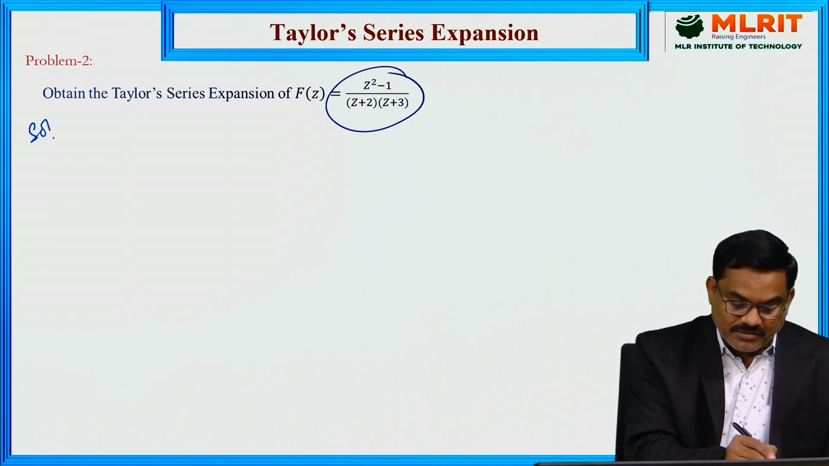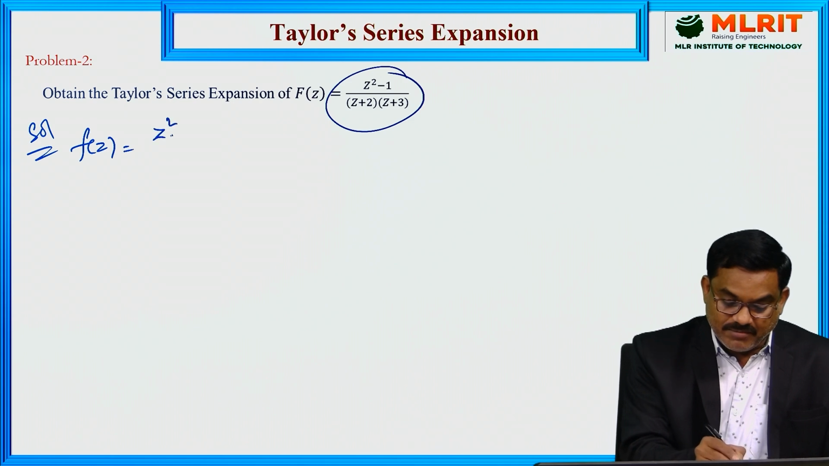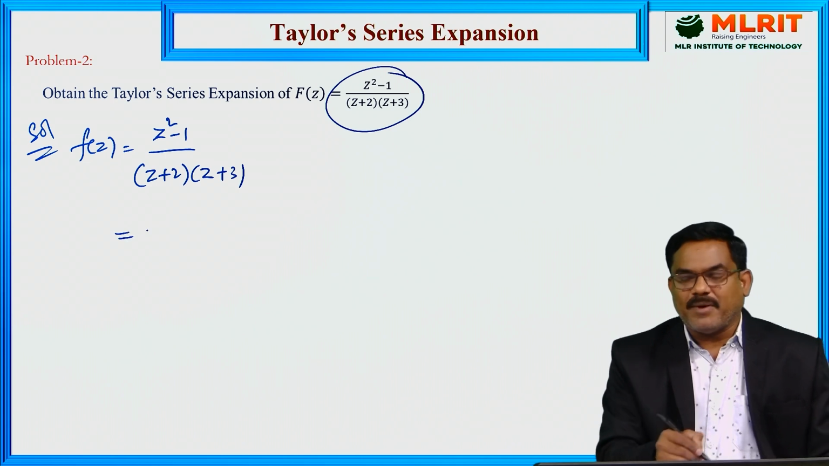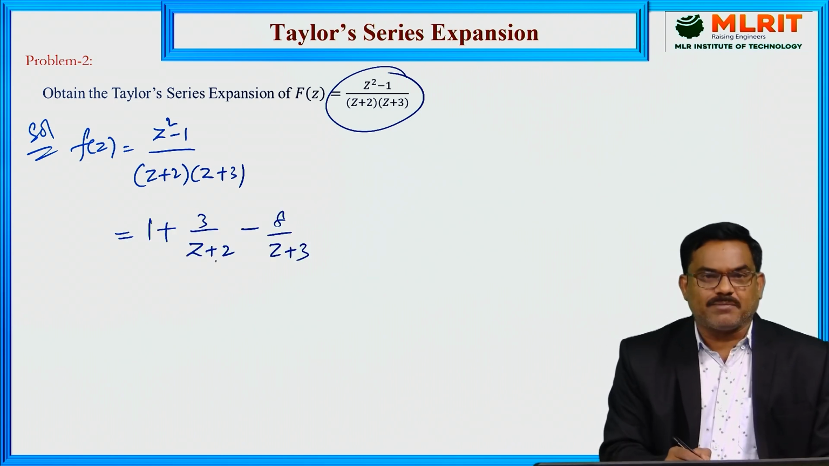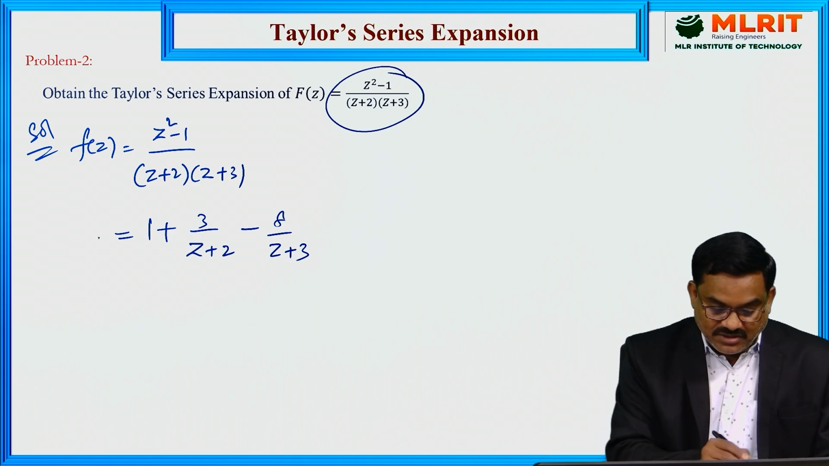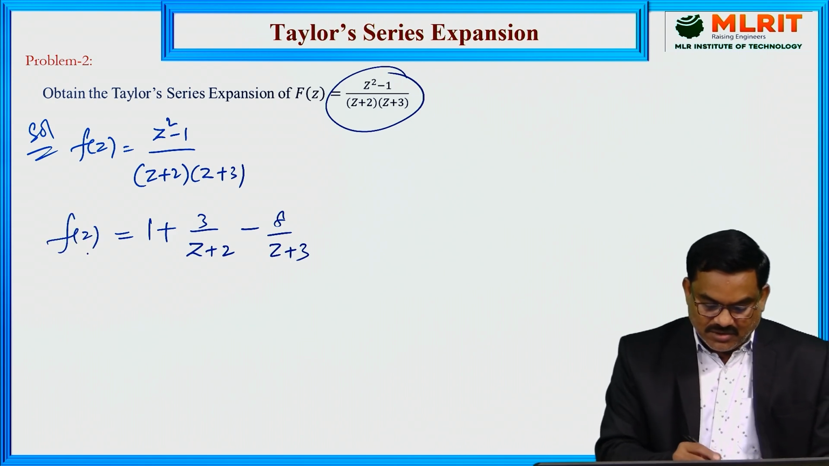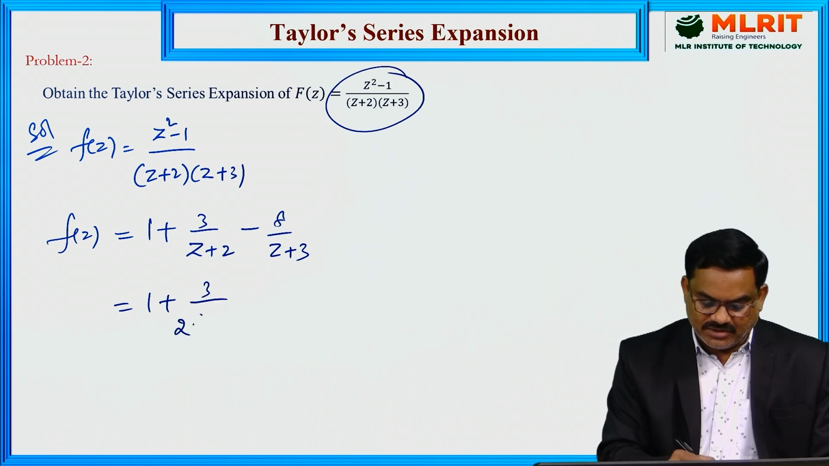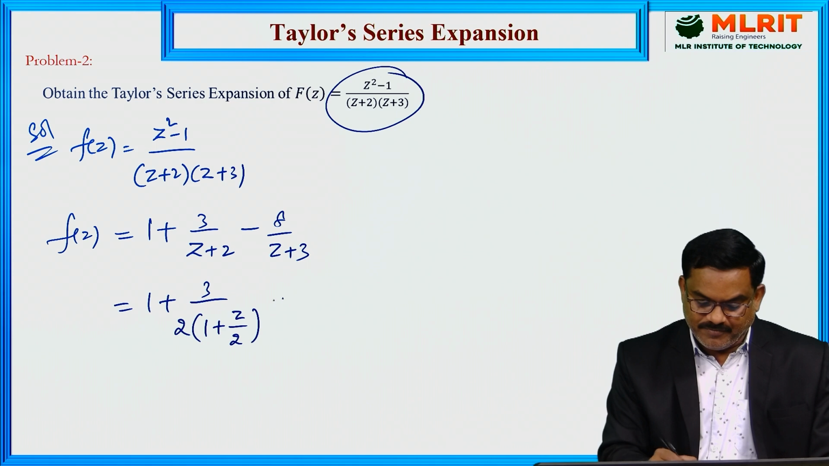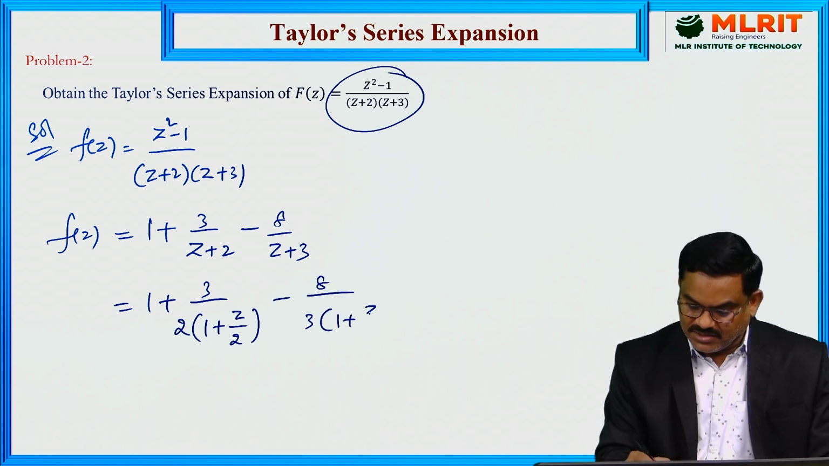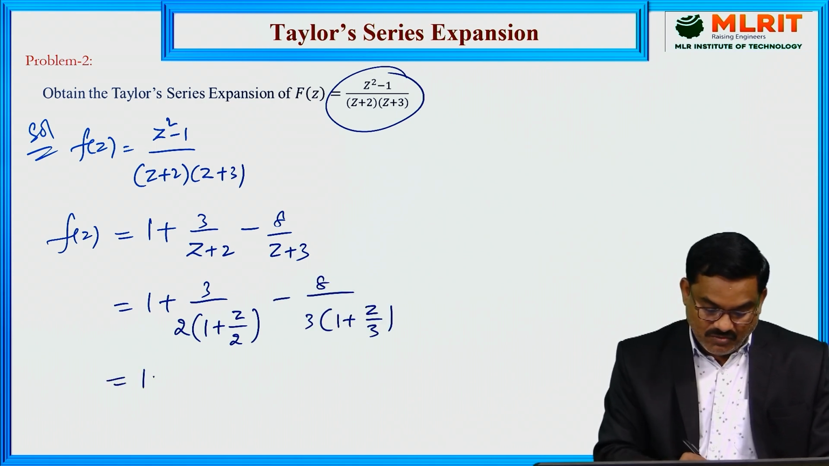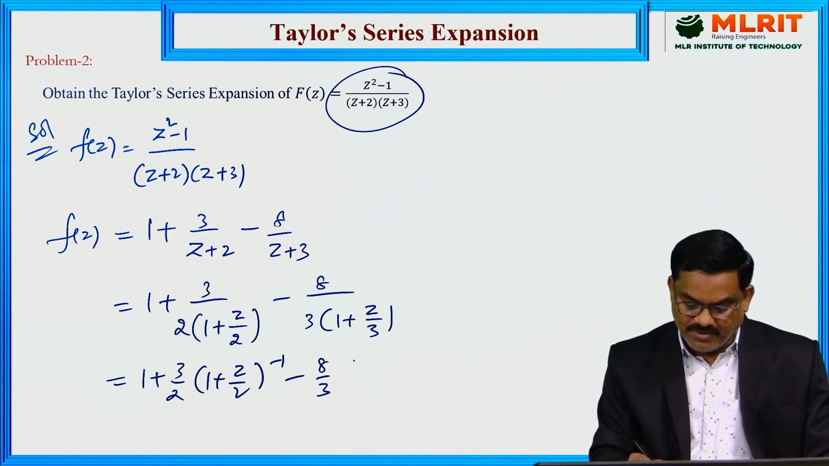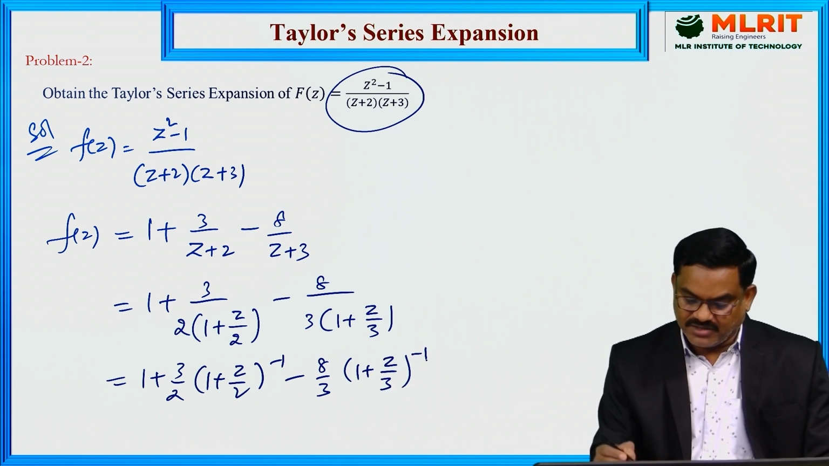So here f(z) equal to (z square minus 1) by (z plus 2) into (z plus 3). If you expand this using partial fractions, we get 1 plus 3 by (z plus 2) minus 8 by (z plus 3). So this is f(z). Now to expand this, we can take 2 common in the denominator so that we get 1 plus z by 2, and 3 common, 1 plus z by 3. So this is 1 plus 3 by 2 into (1 plus z by 2) power minus 1 minus 8 by 3 into (1 plus z by 3) power minus 1.